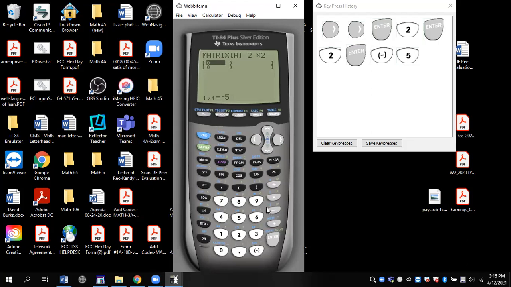So -5, enter. So I just put a -5 in the upper left. And the next one was a 0, enter. Next one was a 1, enter, 1, enter. So there we go.